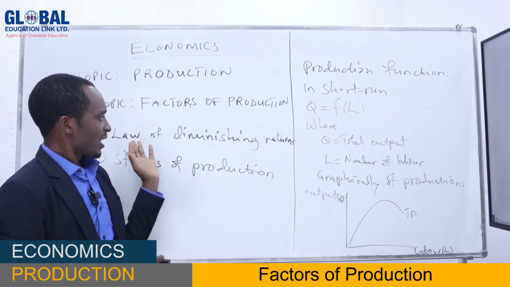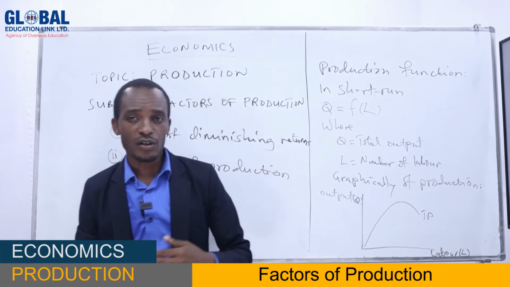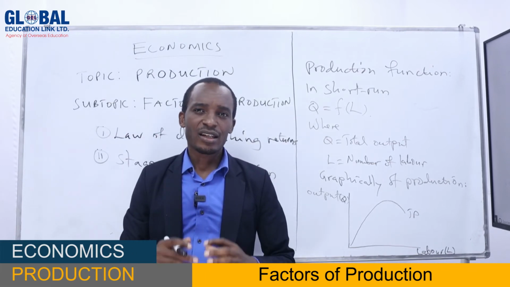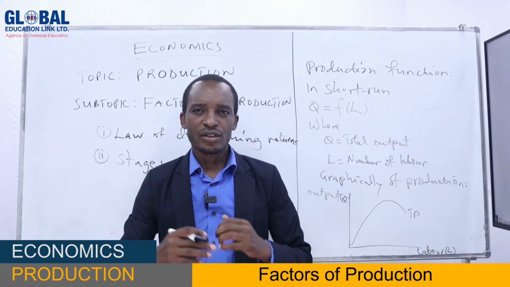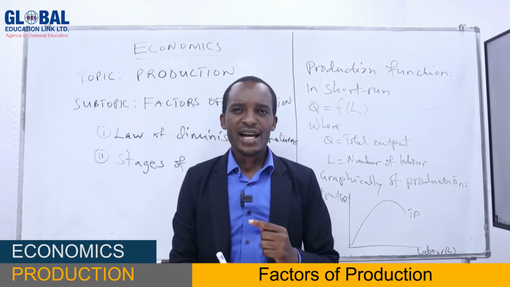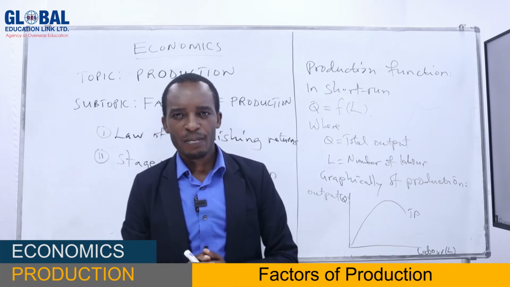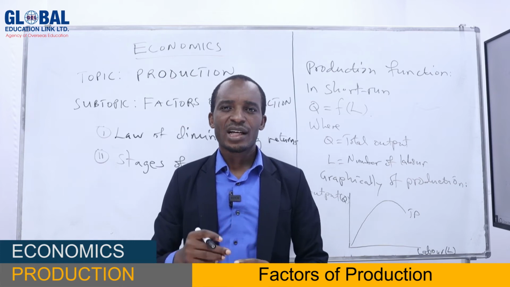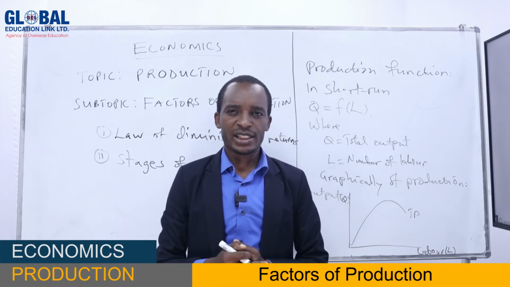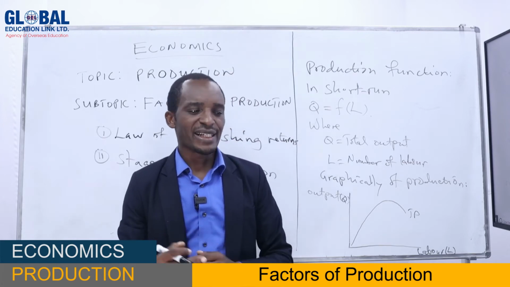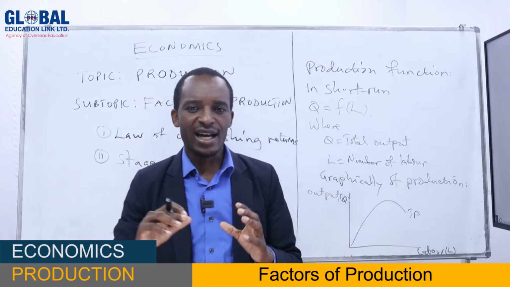Now, before we describe the law of diminishing returns, let us state what it is. In economics, the law of diminishing returns states that when the level of technology is constant or given, as you add more units of labor, or one unit of a variable factor, while other factors like capital, land, and entrepreneur are kept constant, the additional output will be increasing at a smaller and smaller rate.